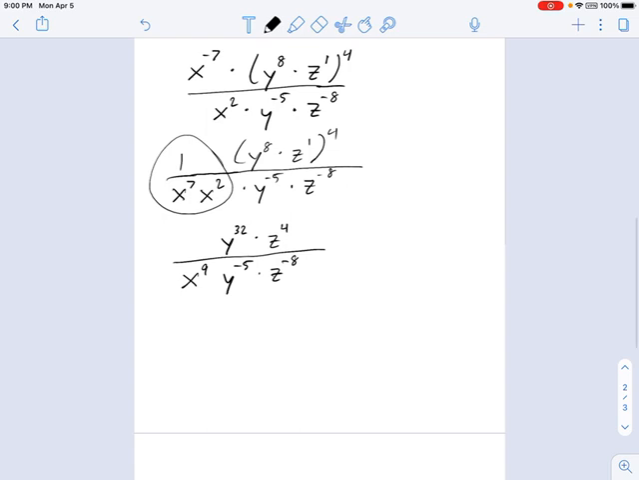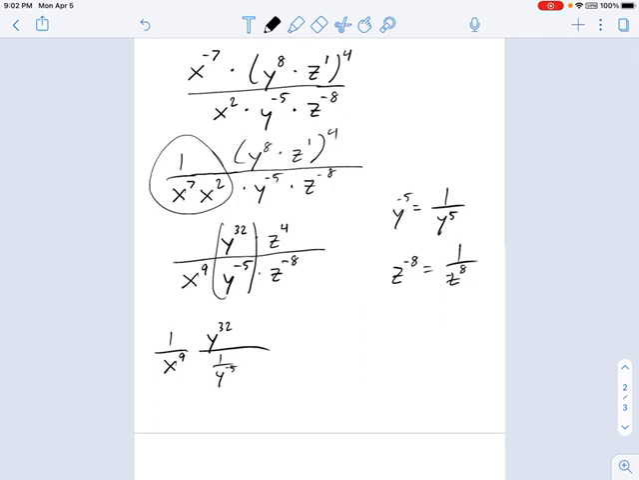Well, if you just remember what y to the negative 5th is, that's just 1 over y to the 5th. And z to the negative 8th, that's just 1 over z to the 8th. So if these are in the denominator, what this is really telling me is that I have a fraction like this. And I'm going to deal with the y's all by themselves for a moment. I've got y to the 32nd power on top divided by 1 over y to the 5th.